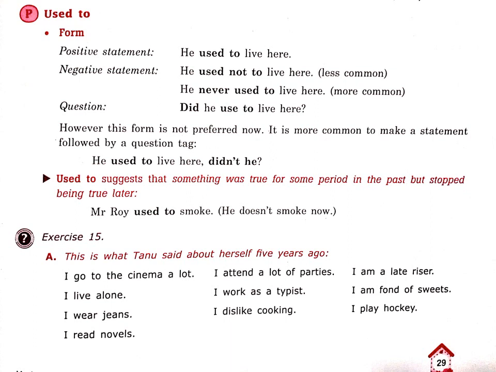Now you see children, exercise 15. This is what Tanu said about herself 5 years ago, right? Tanu said 5 years ago. I am giving you time to note down all these sentences. Note down these sentences in your notebook if you don't have the book. But if you have a book, then you need not note down the sentences, right? Exercise 15 sentences. I hope you just need to pause this video and then note down the sentences.